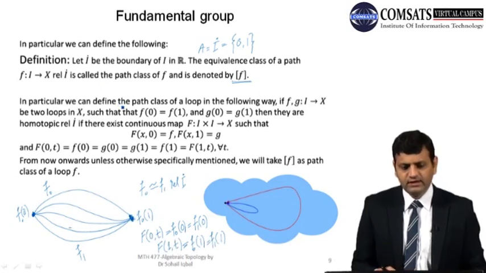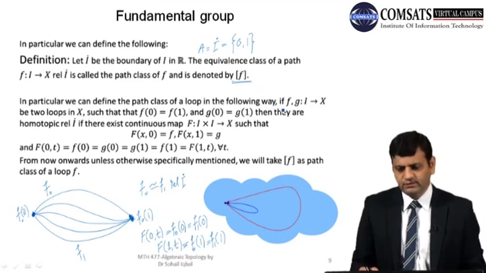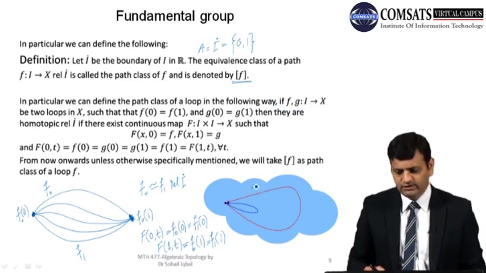So in particular we can define the path class of a loop in the following way. A loop is a very special path, so we can impose this condition. For example, if f and g are two loops, so let's say this is my function f and this is the loop g, and this is the point where we are having this loop. So what is this point? This point is f of 0, and of course this is also equal to f of 1, and similarly the same point is g of 0, which is equal to g of 1.